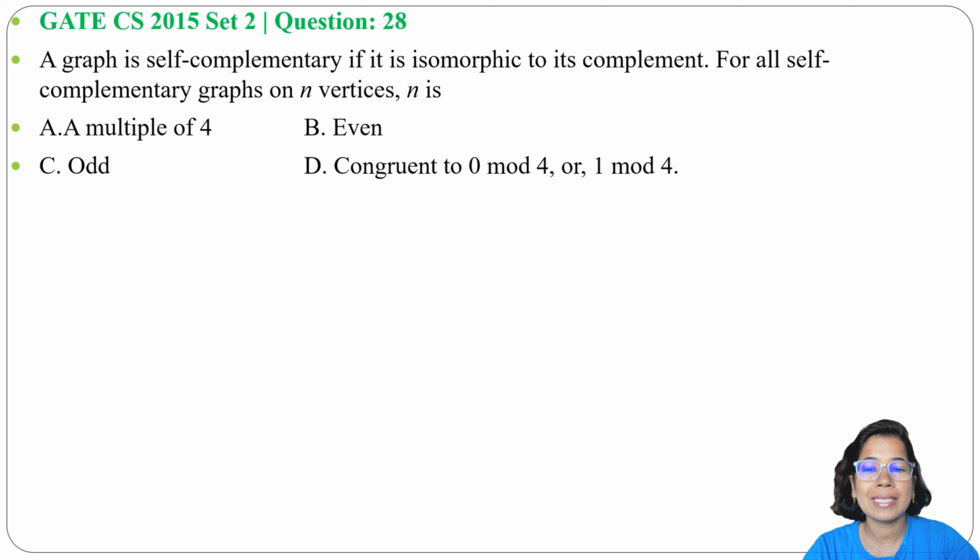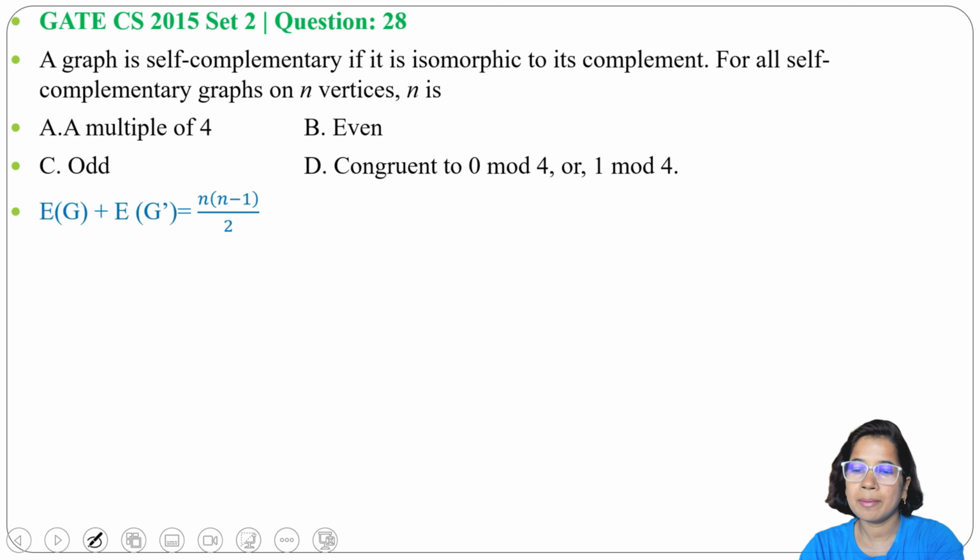So a graph is self-complementary if it is isomorphic to its complement. Two graphs are isomorphic if their number of vertices are the same, number of edges are the same, and degree sequence are the same. With this, there are some more criteria to check isomorphism. And we know the number of edges in a graph plus the number of edges in its complement graph equals the number of edges in a complete graph.